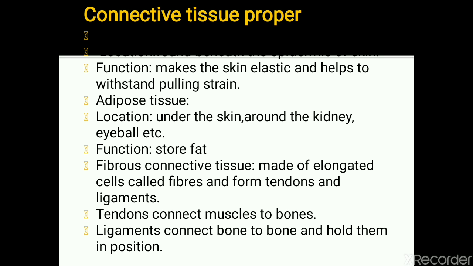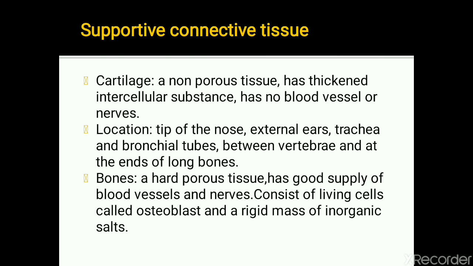Next is the supportive connective tissue. The supportive connective tissue is again of two types, cartilage and bones. The cartilage is a non-porous tissue. It has thickened intercellular substance and has no blood vessels or nerves. It is found in the tip of the nose, external ears, trachea, and bronchial tubes, between the vertebrae, and at the ends of long bones.